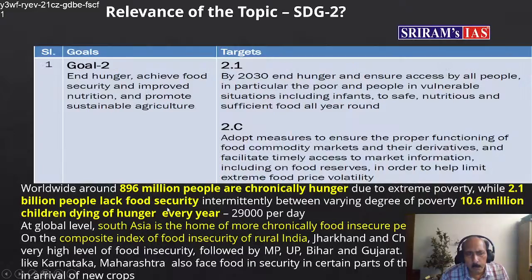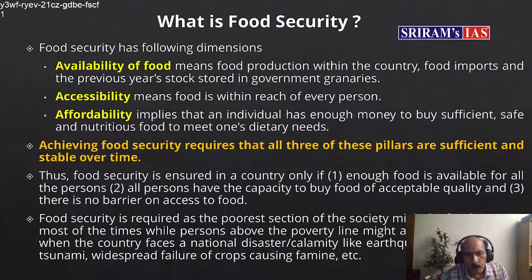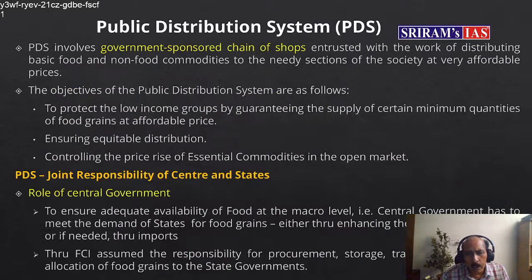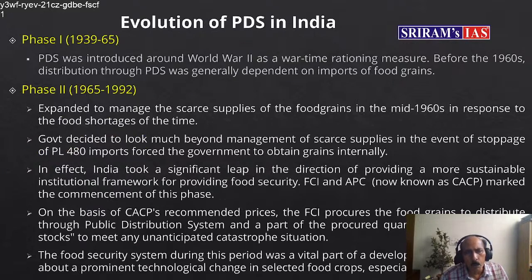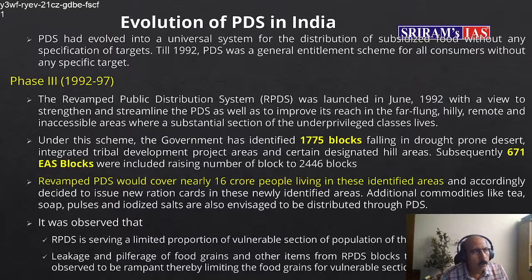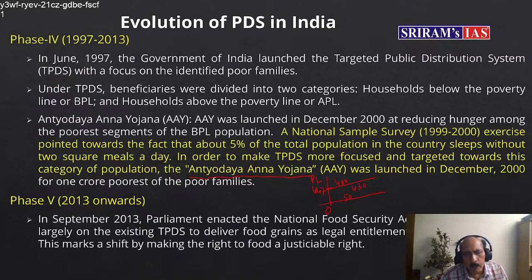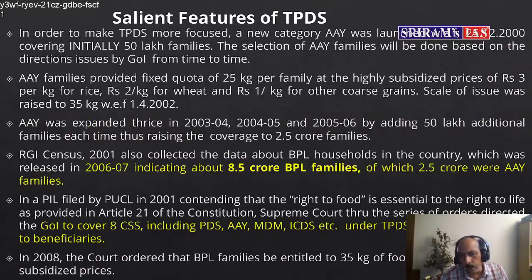I hope I'm able to clear most of the points to you as far as food security is concerned, and what the salient features of food security in our country are, what the role of the central government is, what the role of the state governments is, and what reforms we have introduced over a period of time to make the PDS system more and more productive, efficient, and beneficial to the people. That's why the PDS system is very, very important.